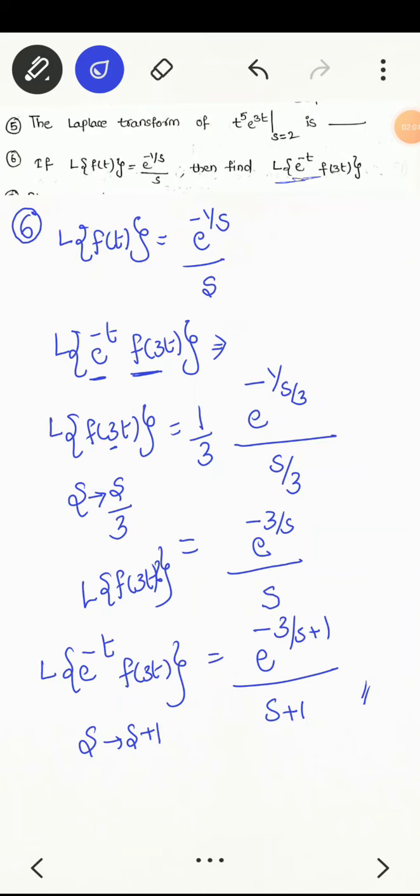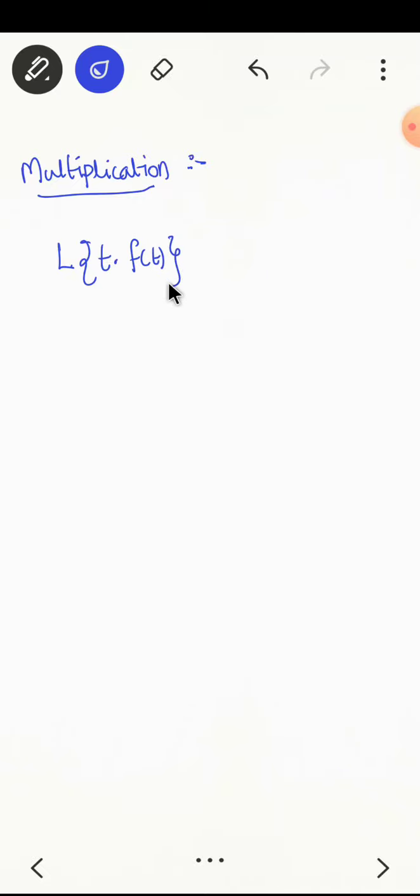Then let us start multiplication by t. Okay, one concept, as I was saying, multiplication by t and division by t. So multiplication by t means if you have t into some function, then you can write it as minus 1 into d by ds of f of s. That means first you have to apply Laplace of f of t, then you will get some function in terms of s. Then do differentiation of that function.